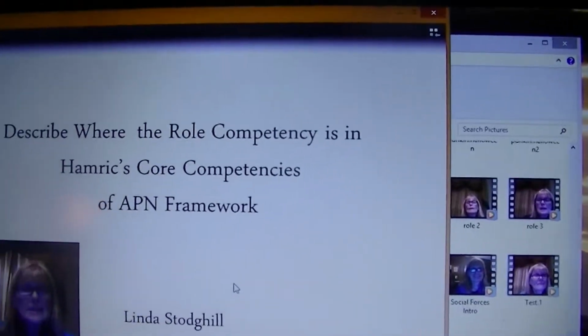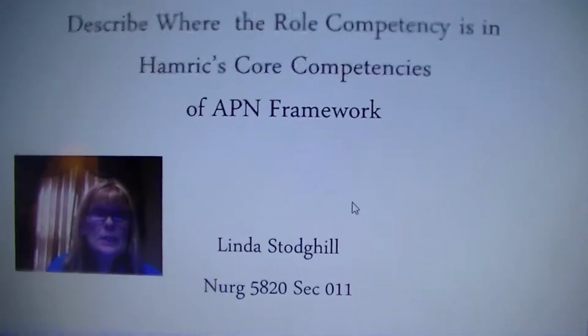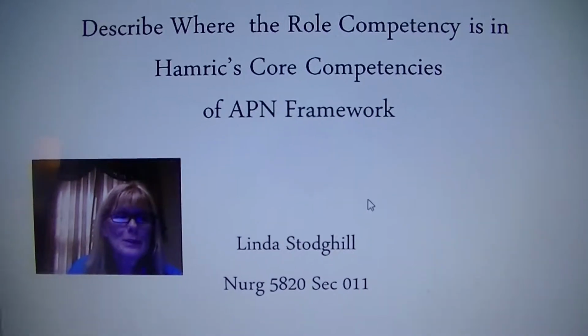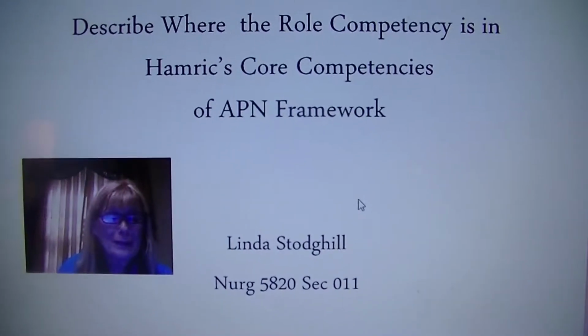Hello, my name's Linda Stodgel, and my part was to describe where the role competency is in Hamric's core competency of APN framework.